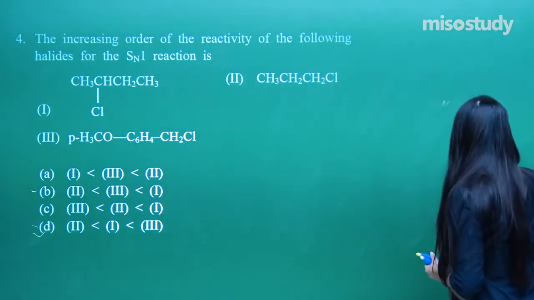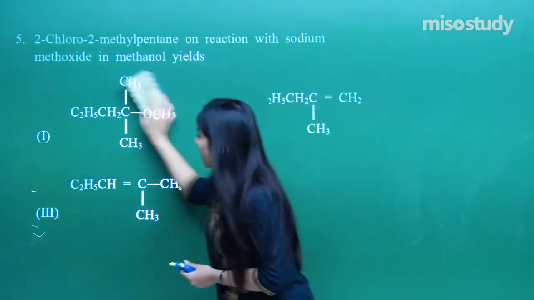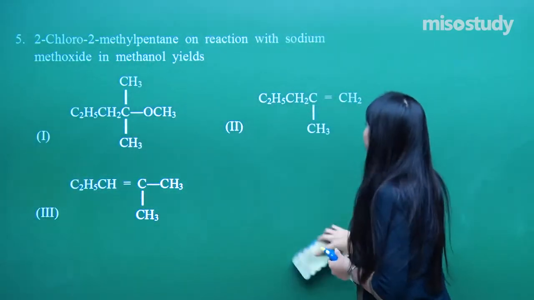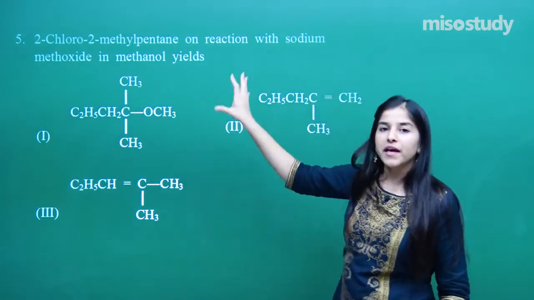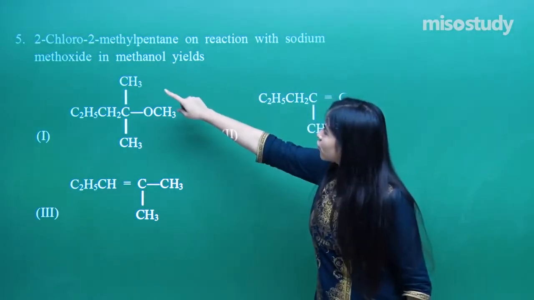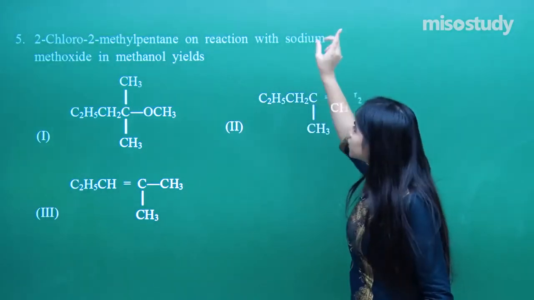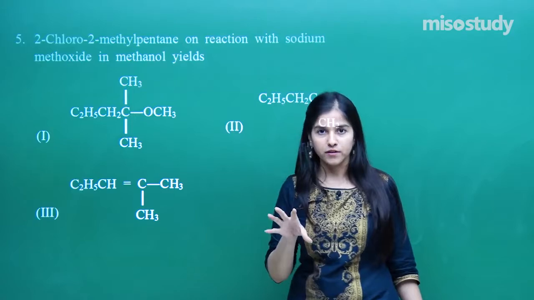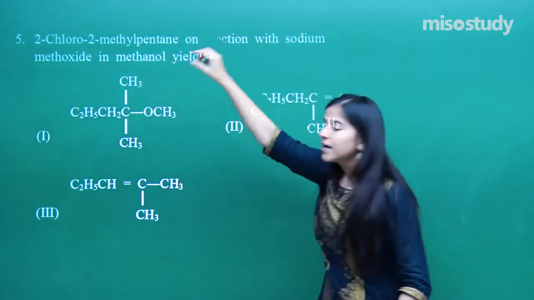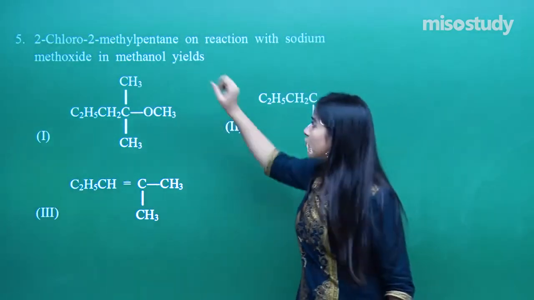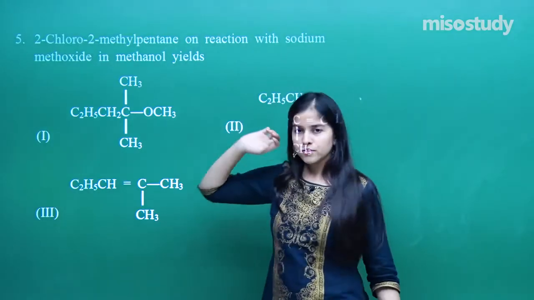So these are quite simple questions once you know the mechanism. So what do you have? Now you are going to judge what kind of mechanism this will follow. 2-chloro-2-methylpentane. They have given a compound on reaction with sodium methoxide in the presence of methanol. So they have got the reagent as well, sodium methoxide, and they have got the solvent as well, that is the methanol. You need to find out what the yields are.